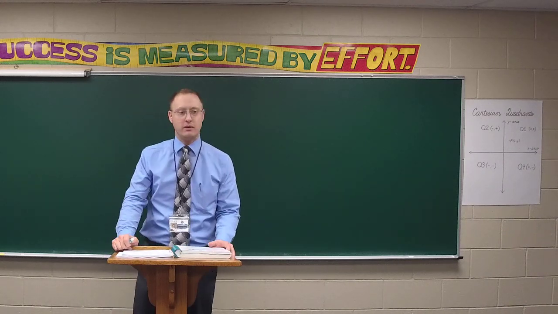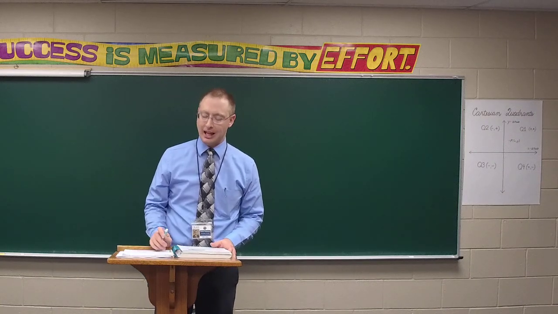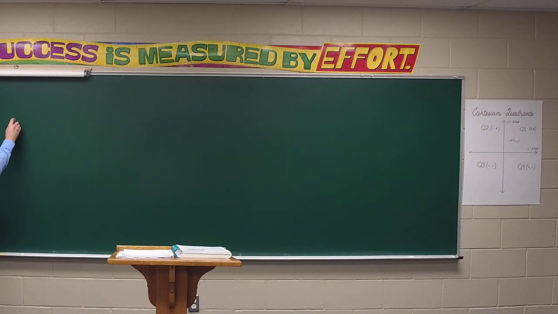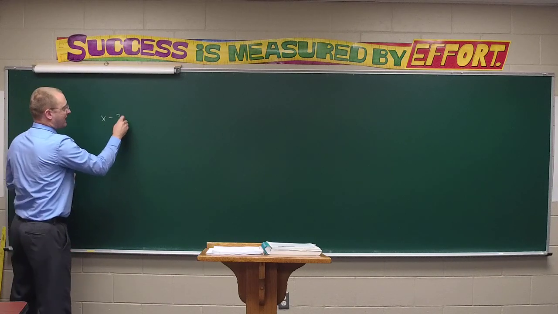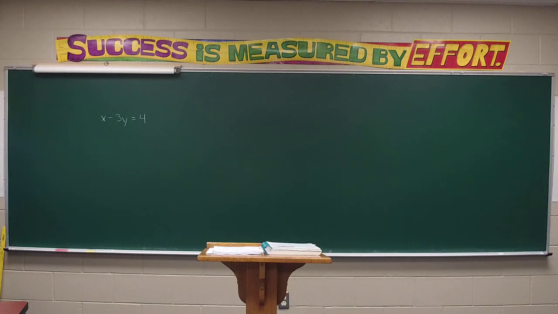Now, yesterday we looked not only at plotting points on the Cartesian plane, we also looked at graphing straight lines. And we said, what kind of equation will graph as a straight line, Abby? Linear. A linear equation. And so we said to spot a linear equation, for instance, x minus 3y equals 4, I can tell by looking at this that it's going to be a straight line. I can tell by looking at it that it's a linear equation.